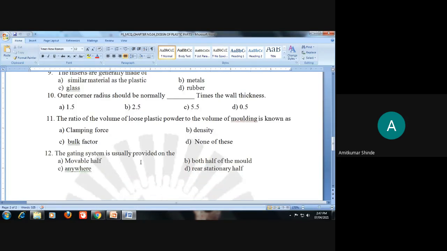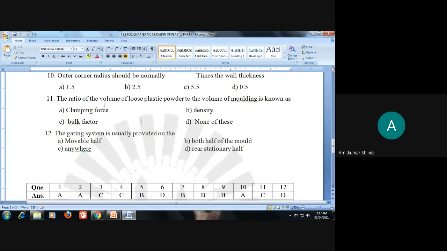Okay, then the ratio of the volume of the loose plastic powder to the volume of the molding is known as bulk factor. The answer is C. Then the gating system is usually provided in the fixed half of the mold. Fixed half or stationary half. Okay, stationary means fixed half of the mold.